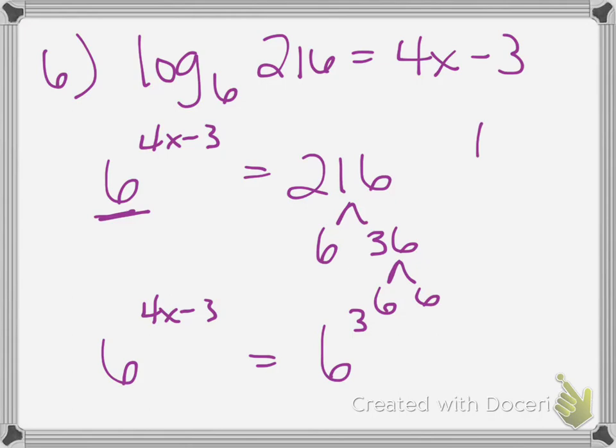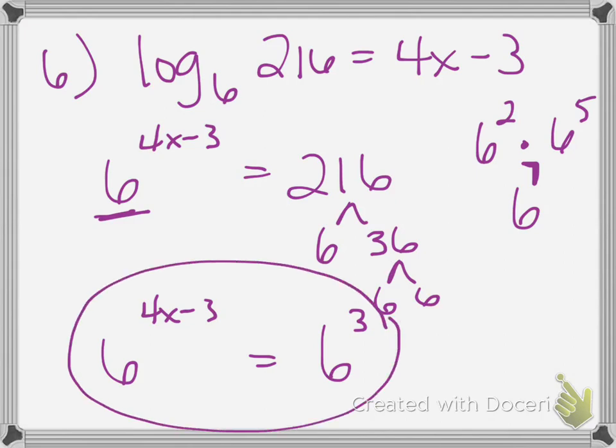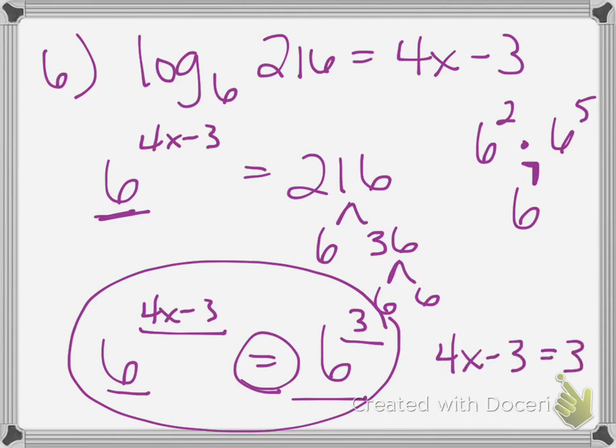Similarly to if I had 6 squared times 6 to the fifth, I could keep the base and add the exponents, because that's the product rule. Well, what I'm going to do here is, because my bases are the same and it's set equal to each other, therefore the exponents are equal to each other. So I'm going to do 4x minus 3 equals 3.